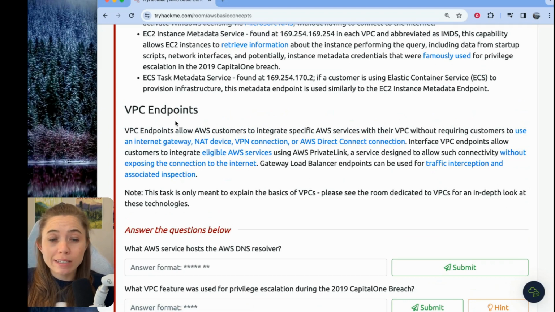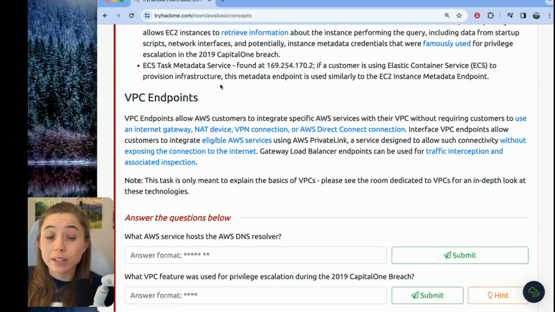The last section is VPC endpoints. I'm a fan of VPC endpoints. They can be very useful to solve some problems. They are often kind of expensive, but they are very useful. VPC endpoints allow AWS customers to integrate specific AWS services with their VPC without requiring customers to use an internet gateway, NAT device, VPN connection, or direct connection.